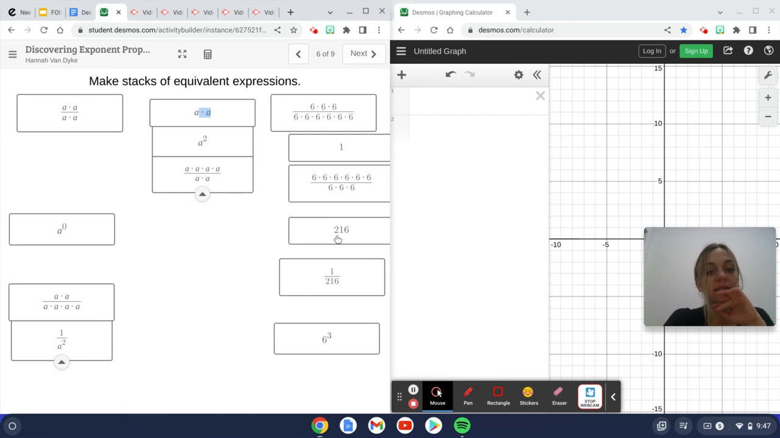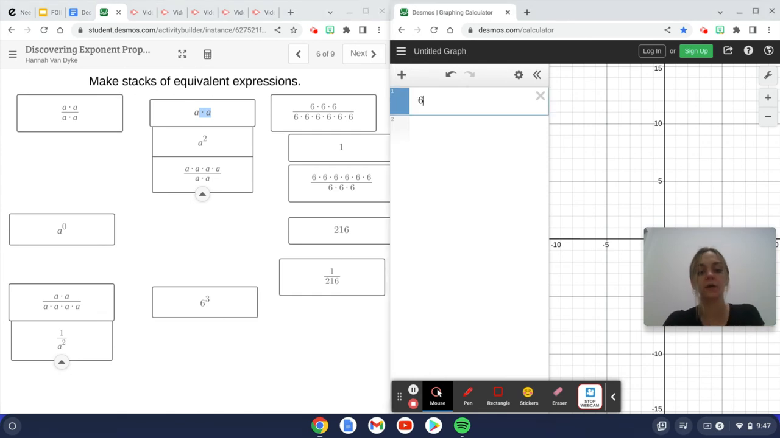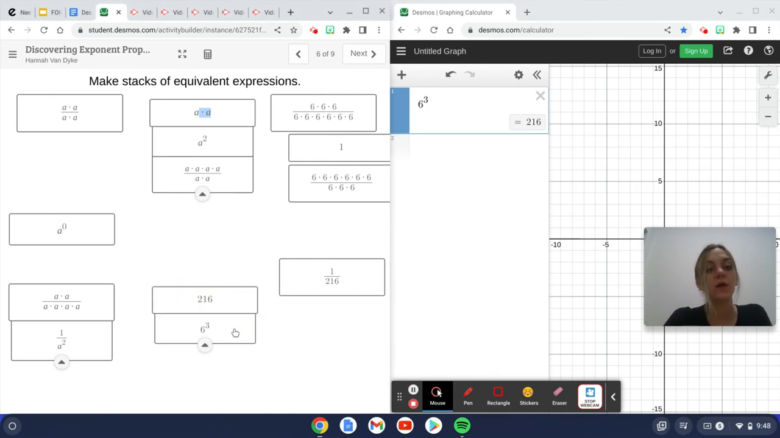Okay, now let's look at the sixes. I have 6 to the third power. So I'm just going to pop that in Desmos. It's 216. So go ahead and drag 216 over with that. This is 1 over 216. Different numbers, so can't match.